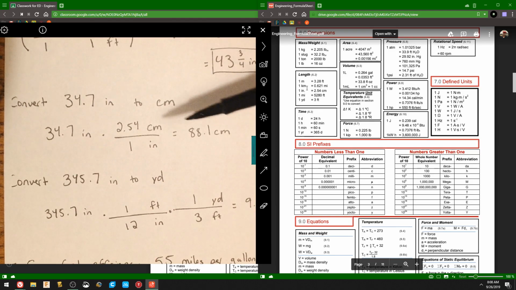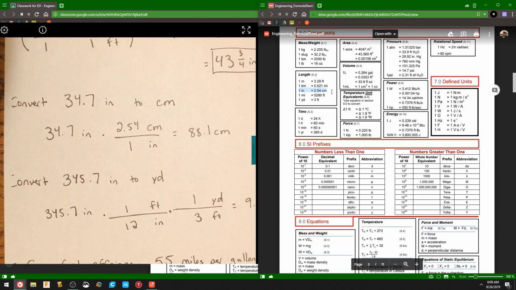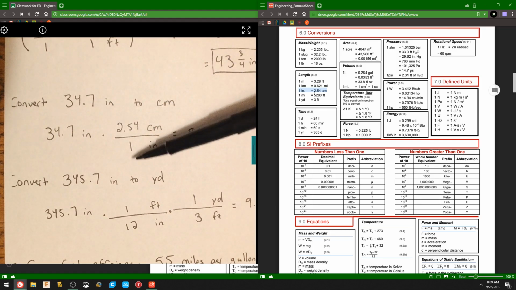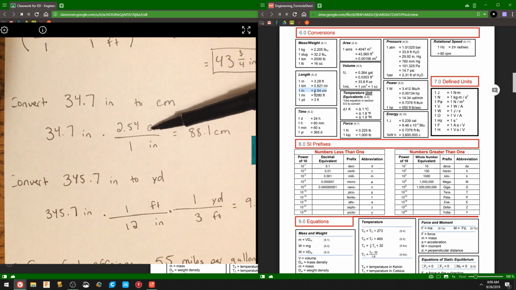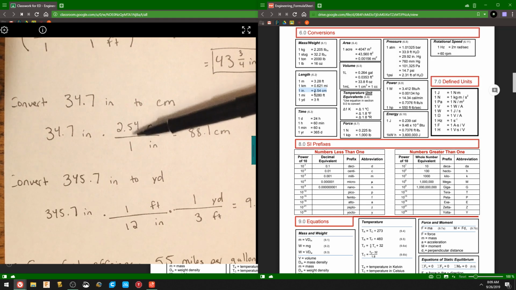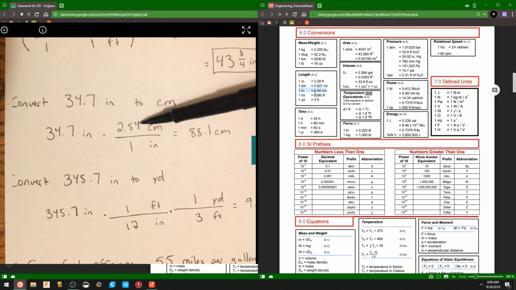Inches to centimeters. So this one's a little bit trickier. If we have inches and we have centimeters, we have to go into length over here and see how many centimeters are in 1 inch. In this case, you have 1 inch equals 2.54 centimeters. So again, you have given, desired, given. If we're given inches, we want it in centimeters, we're trying to get away from inches. So there's 2.54 centimeters in 1 inch. Same thing, multiply across, 34.7 times 2.54 equals 88.1.